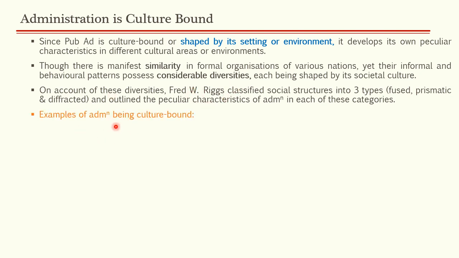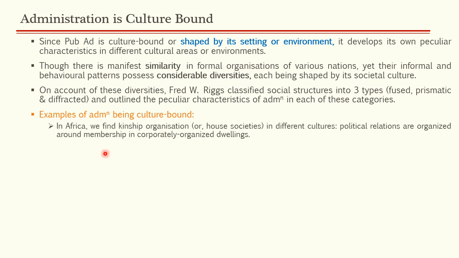We'll learn about it in this module itself. So we'll see some examples of administration being culture bound. We are saying that administration is culture bound, right? We'll see some examples of how it is culture bound. So in Africa we find kinship organization or house societies. It is an actual thing. You can Google this. Kinship organization or house societies are found in Africa in different cultures. What this means is, political relations are organized around membership in corporately organized dwellings.